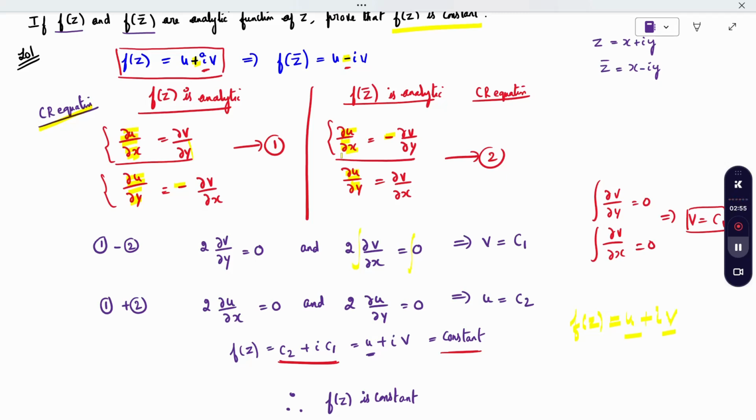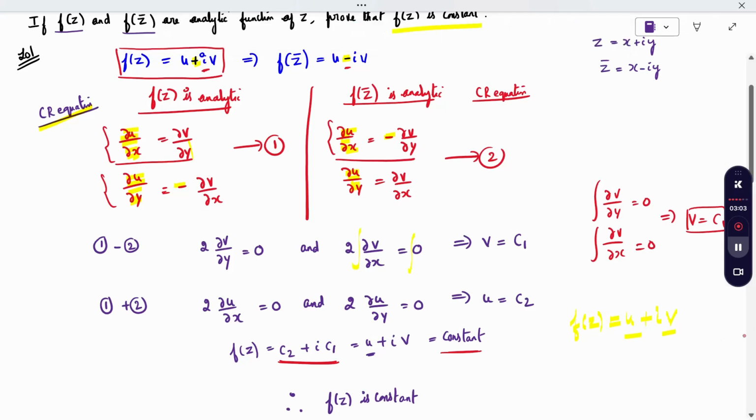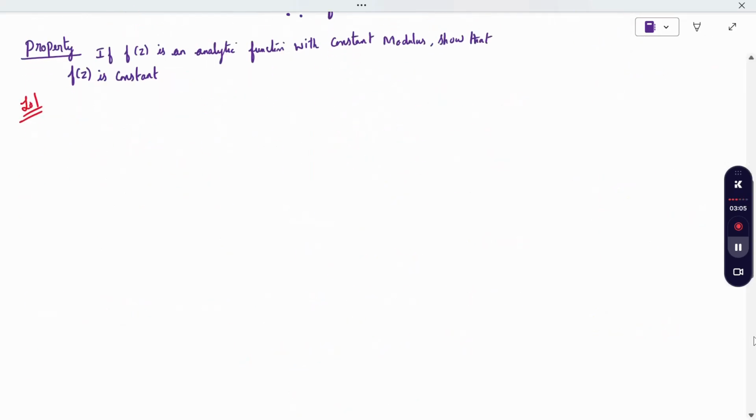We have proved it. So this is like a property. In some books it will be mentioned as a property, and some books tell it as a problem also. So whatever is asked, we can prove it. The second problem, the same concept only: if f of z is an analytical function with constant modulus, show that f of z is constant.